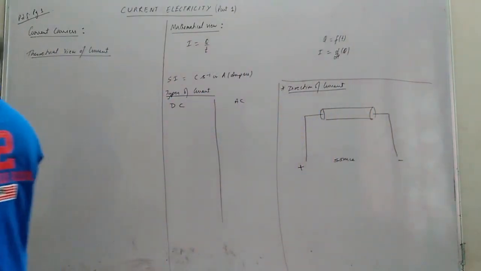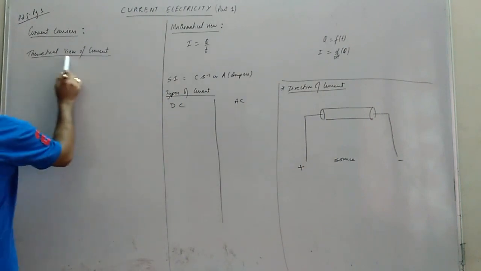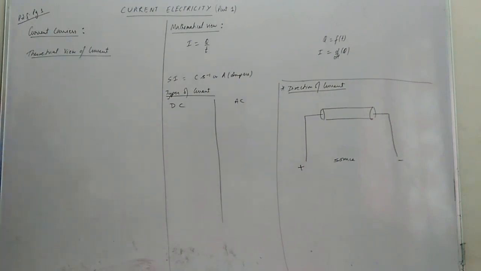Now, let's go to the next topic, theoretical view of current. Theoretically, what is actually a current? Now I will discuss something which is there in class 10. We consider current as a flow of charge, or flow of electrons is called current.